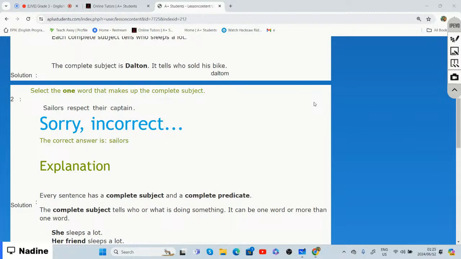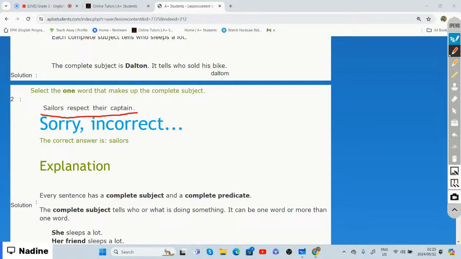All right, and if we look at the sentence, it says sailors respect their captain. What is the subject within that sentence that tells us either who is doing something or what is doing something? All right, so we can say sailors is our subject, because they respect their captain.